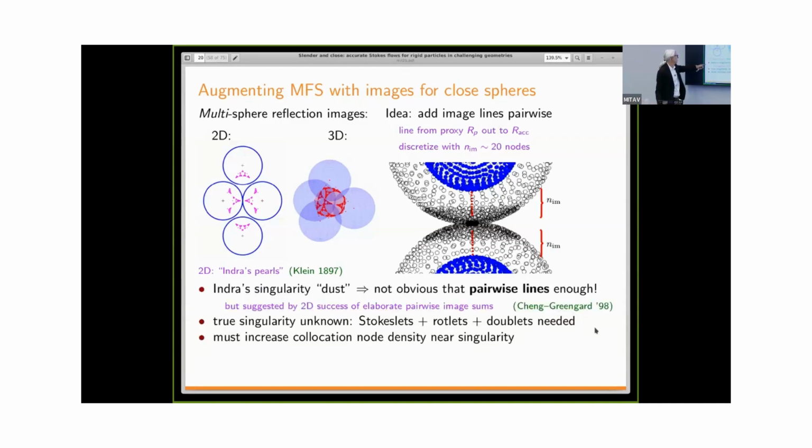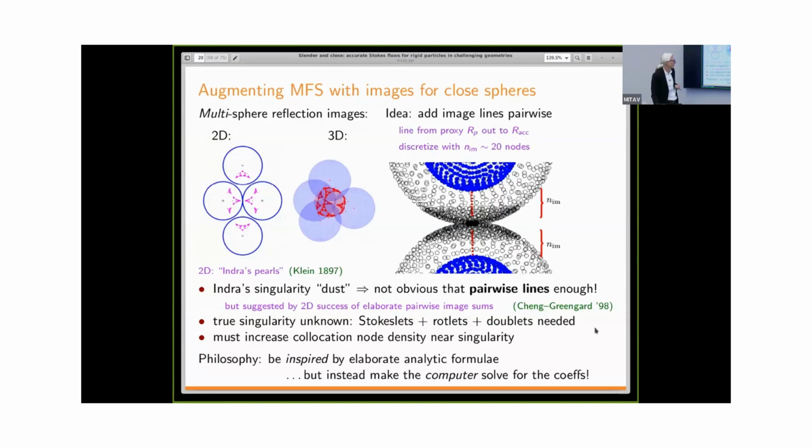The idea that pairwise is enough kind of comes from a paper of Leslie's from the 90s, where they did elaborate pairwise image sums in 2D, and we were like, let's try this with MFS in 3D. So you had to actually use other elaborate types of singularities, or somewhat elaborate. They're just other types of Stokes singularities.